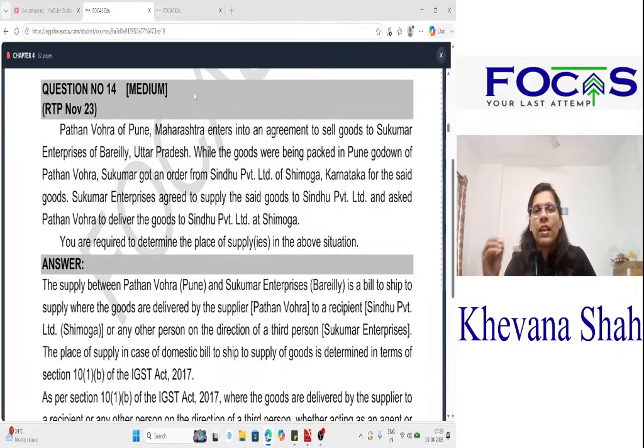Sukumar Enterprises agreed to supply the said goods to Sindhu Private Limited and asked Pathan to deliver the goods to Sindhu Private Limited at Shimoga. You are required to determine the place of supply or supplies in the above situation. This is again a similar question. It is bill to ship to model. Kindly take your time to understand this question and draft out its solution.